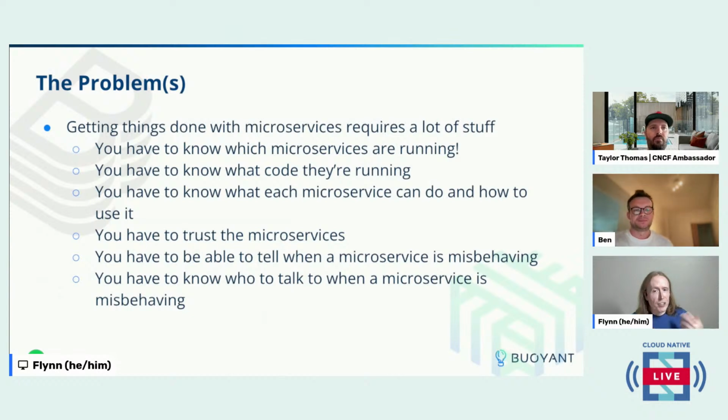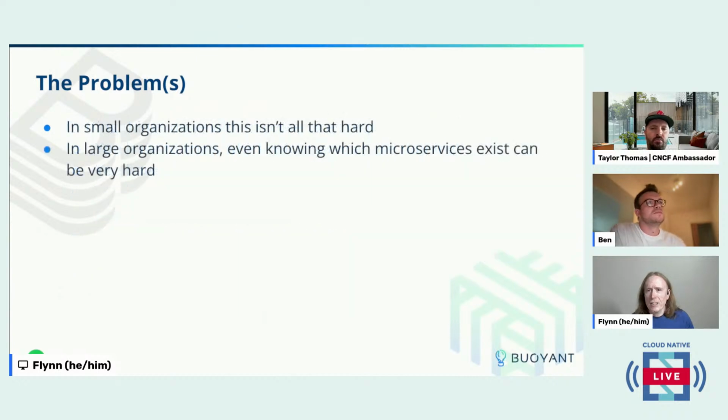You have to trust these things. You have to be able to tell when they're working or when they're misbehaving. You also have to know who to talk to when a microservice is misbehaving so that you can hopefully get it fixed. And if you're doing this in a four-person startup, this is usually relatively easy. If you are doing this at Spotify or Uber or Google, or large organizations, keeping track of all of these things can be really, really, really hard, in addition to the whole whether you can trust them thing.